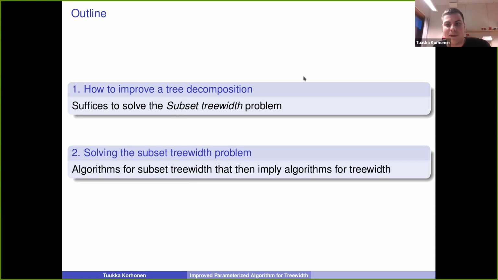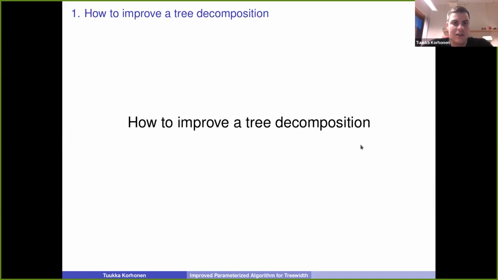So this first part is really something that can be reused, and I hope it finds some more applications than just this paper. I didn't look too much into it, but it maybe also gives some refinement of the notion of lean decompositions. If you're interested in lean tree decompositions, then this might give something new related to them. But yeah, let's go into it. So, first part: how to improve a tree decomposition.